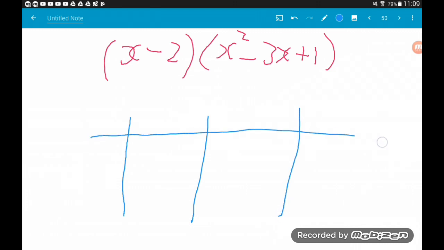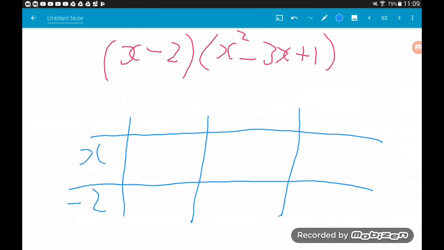Now we're going to be seeing a lot of things like this in the next chapter, quadratics and cubics. So being able to do this sort of thing is really, really useful. So, x minus 2 down the side, x squared minus 3x plus 1 across the top. So we've got 6 multiplications to do.